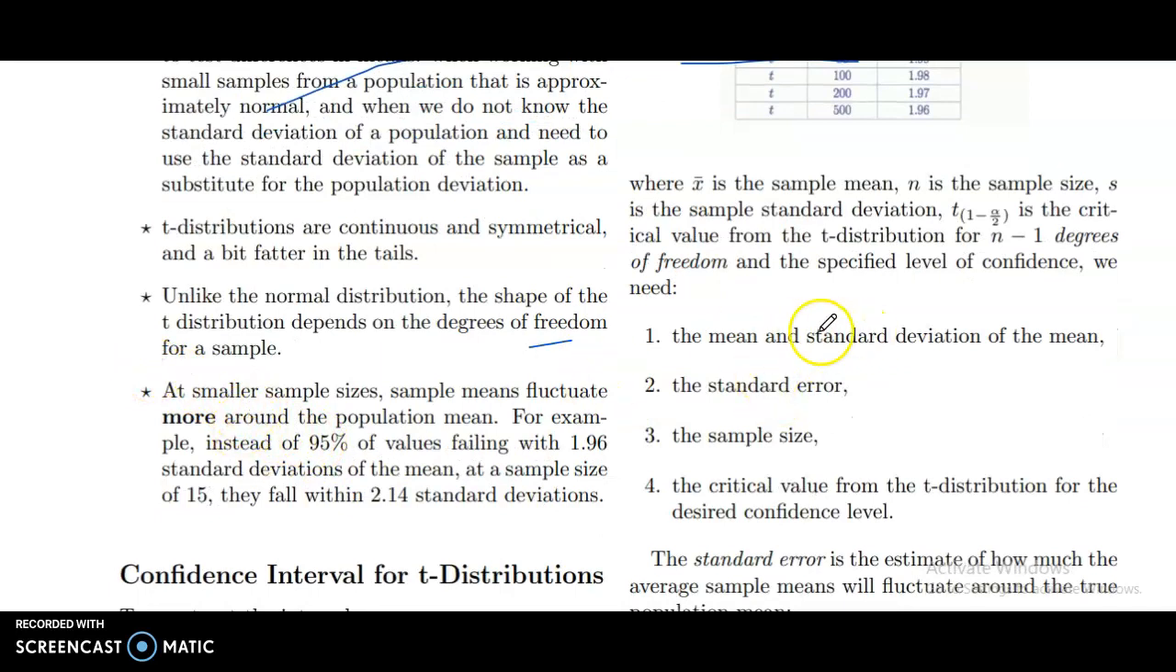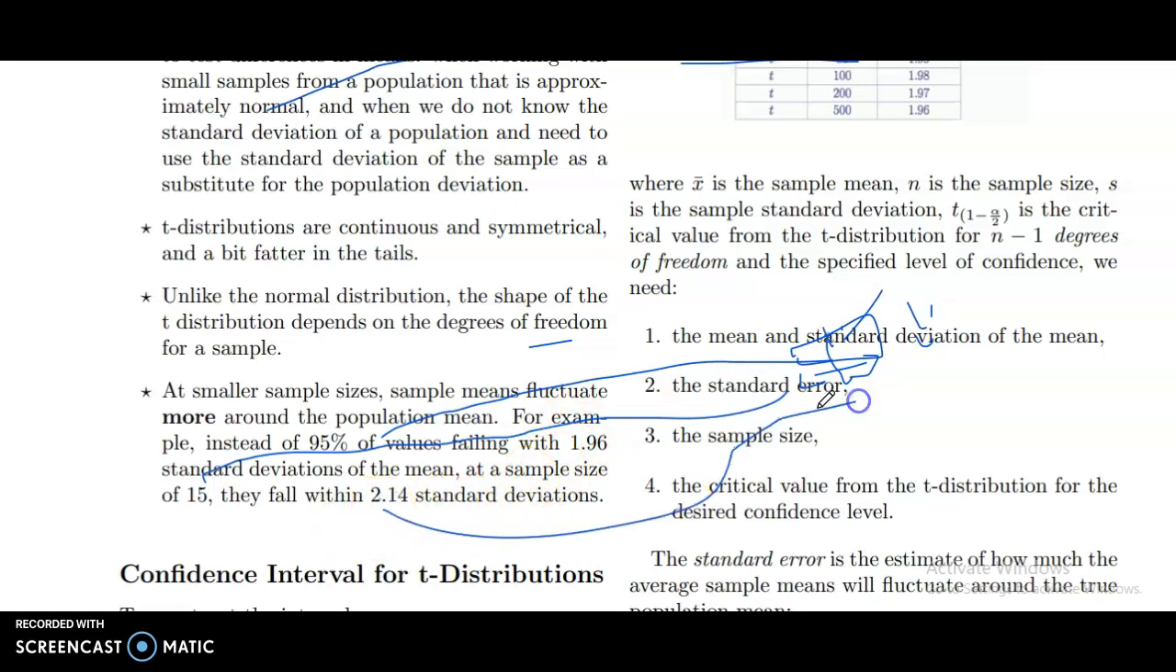At smaller sample sizes, sample means fluctuate more around the population mean. For example, instead of 95% of values falling within 1.96 standard deviations of the mean, at a sample size of 15 they fall within 2.4 standard deviations.